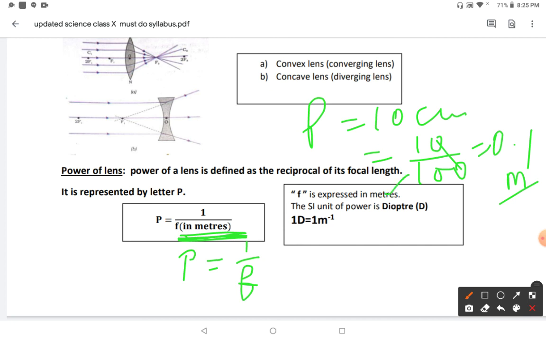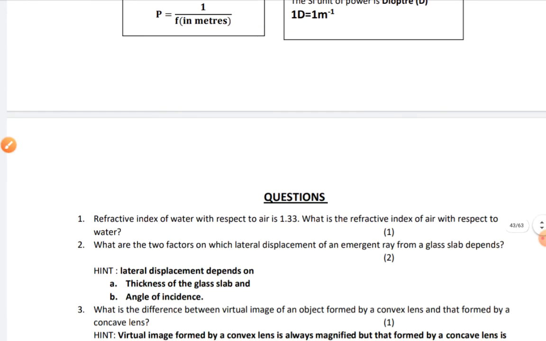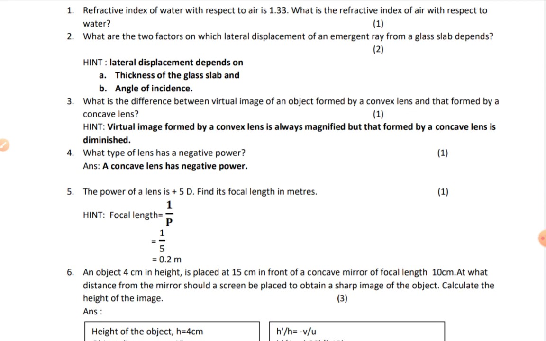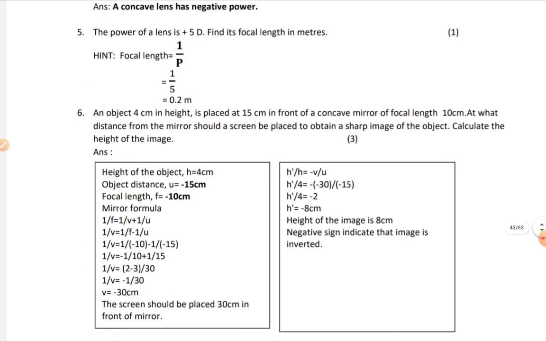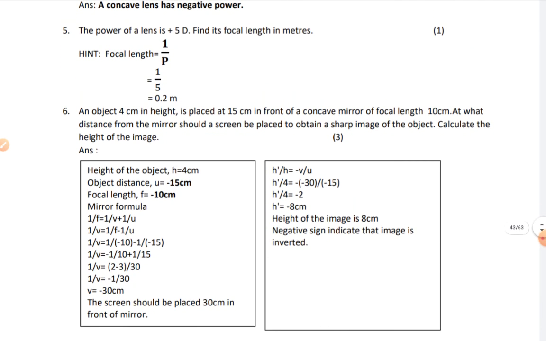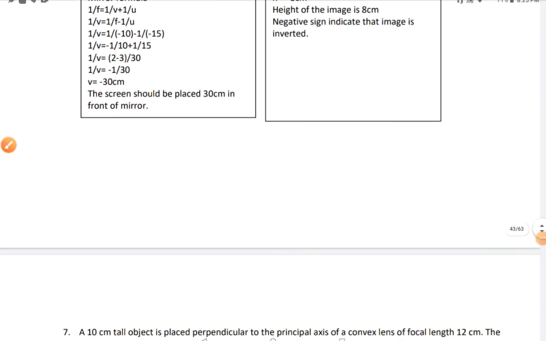And what is the SI unit of power? That is called the dioptre, and 1 dioptre equals 1 meter inverse. This is about the power of a lens. And these are a few questions on the basis of the above topics. You can do these questions in your notebook and practice them. Numericals are very, very important in this chapter and always come in the exams. So practice these questions from the NCERT book.